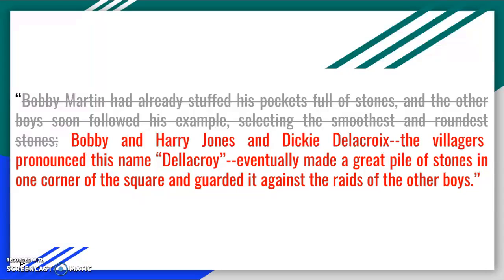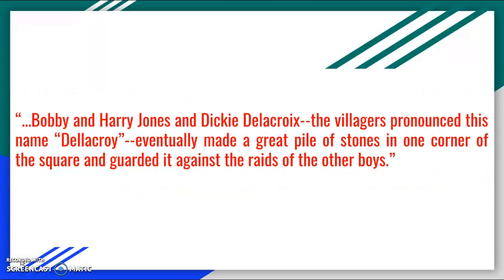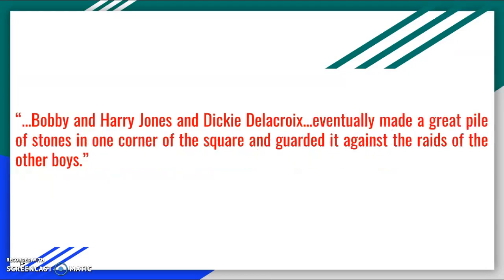And I go with the second part instead. That's still a pretty long quote. Bobby and Harry and Dickie, the villagers pronounced his name Delacroix, eventually made a great pile of stones in one corner of the square and guarded it against the raids of the other boys. That's really long. And I don't need all of that. I don't need that middle part. The villagers pronounced his name Delacroix. That's extra. I could cut that out. And I could use an ellipsis the same way I did before to chop it down even further.